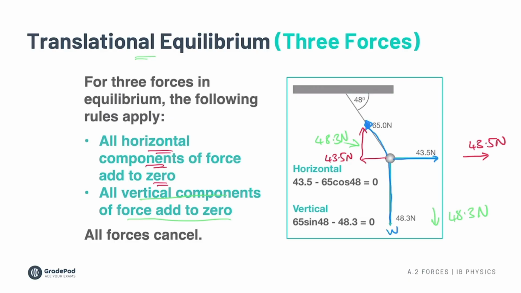If you find yourself in a problem where there are three forces in translational equilibrium, what you have to do is break it down into what are the components of forces acting left, what are the components of forces acting right, what are the components of forces acting upwards, and what are the component forces acting downwards. All the horizontal ones are equal and all the vertical ones are equal.